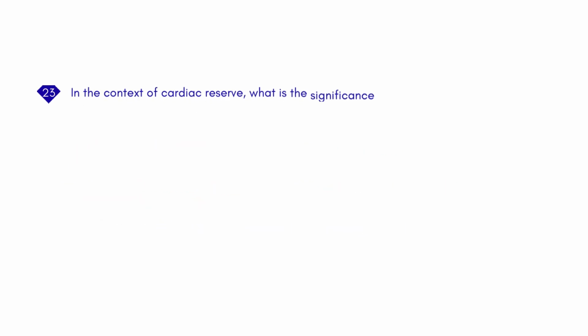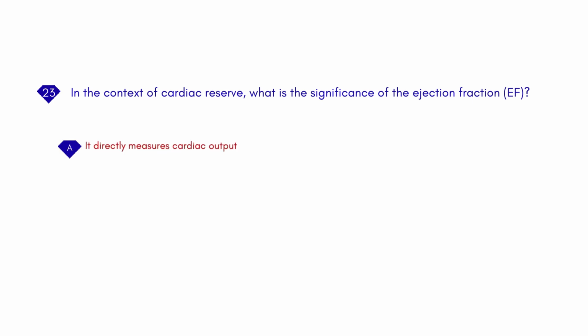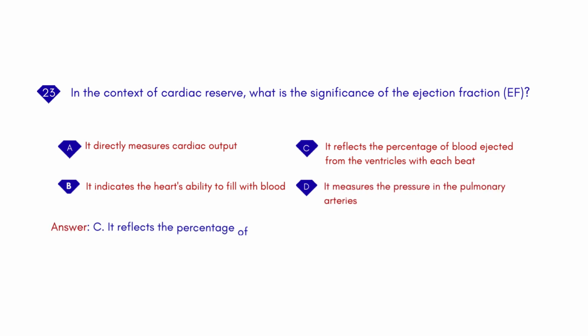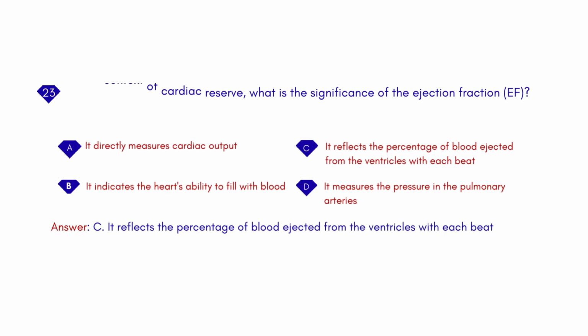In the context of cardiac reserve, what is the significance of the ejection fraction, EF? A. It directly measures cardiac output. B. It indicates the heart's ability to fill with blood. C. It reflects the percentage of blood ejected from the ventricles with each beat. D. It measures the pressure in the pulmonary arteries. Answer: C. It reflects the percentage of blood ejected from the ventricles with each beat.